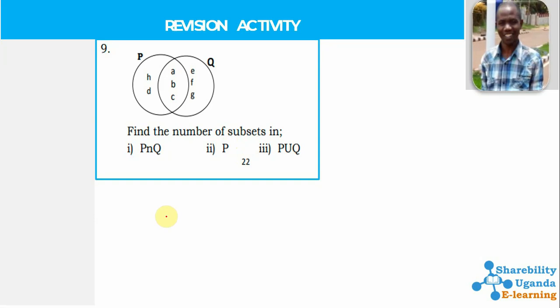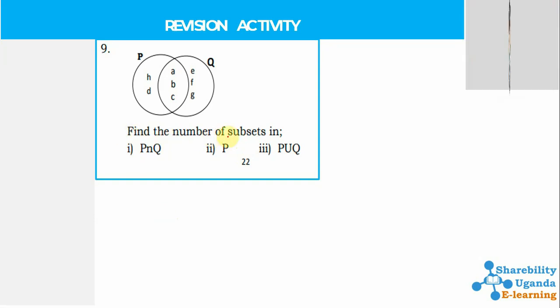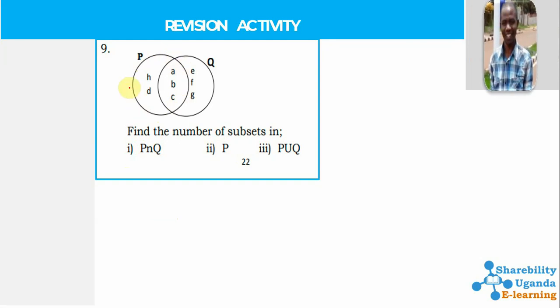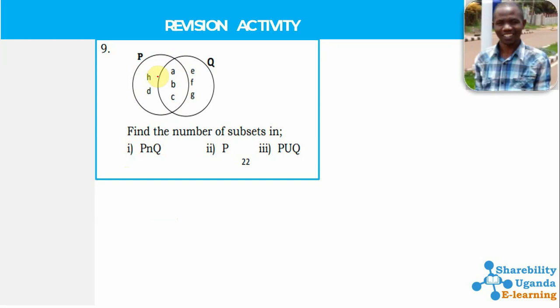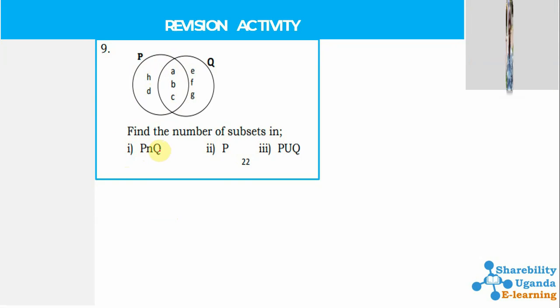So that's what we are going to use. You can see in our question here, they were saying find the number of subsets in Roman numeral 1, P intersection Q. Remember, we have been given this set where our set P is having elements, those that are in the intersection and those that are in the union. So here they want the number of P intersection Q.